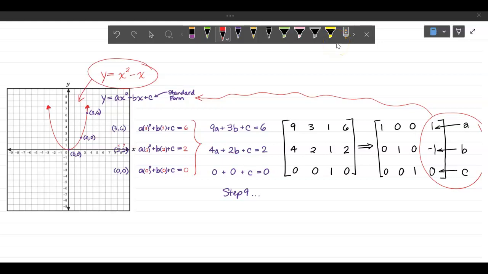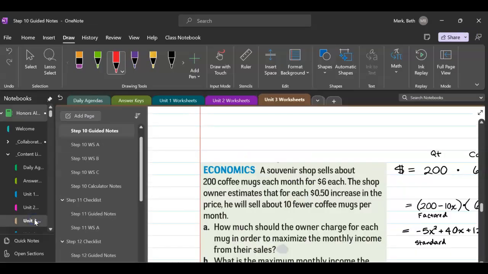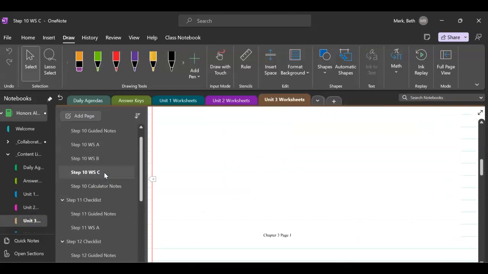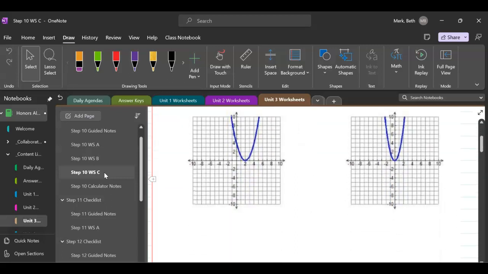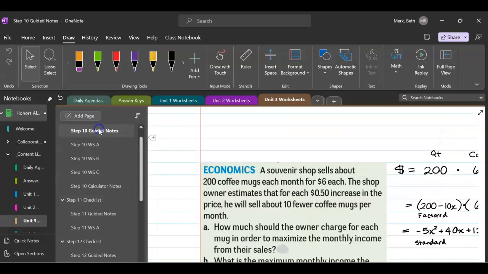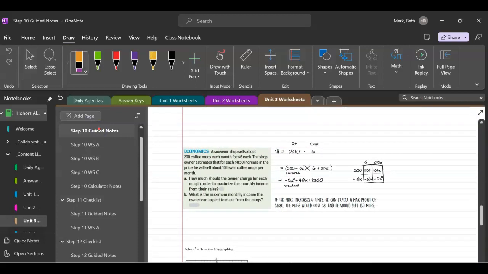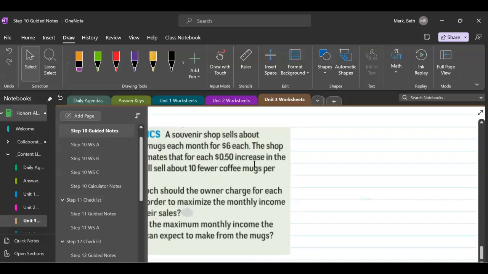Now that you have this example, you can go back and try other examples on worksheet C from Unit 3. Step 10, worksheet C, there's a few examples where you just have to find 3 points on the parabola, and then you can generate this 3-equation, 3-variable system. I also want to drop back to this example here from our notes and erase what I have here so we can start the problem fresh.